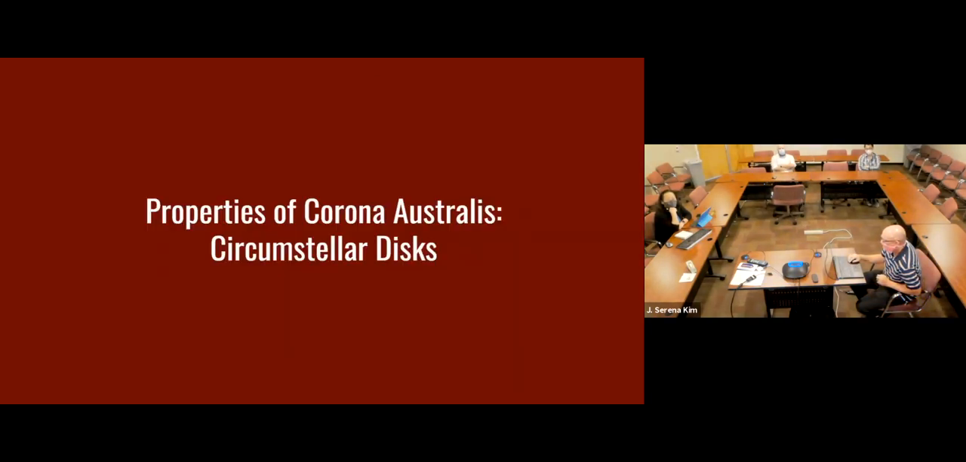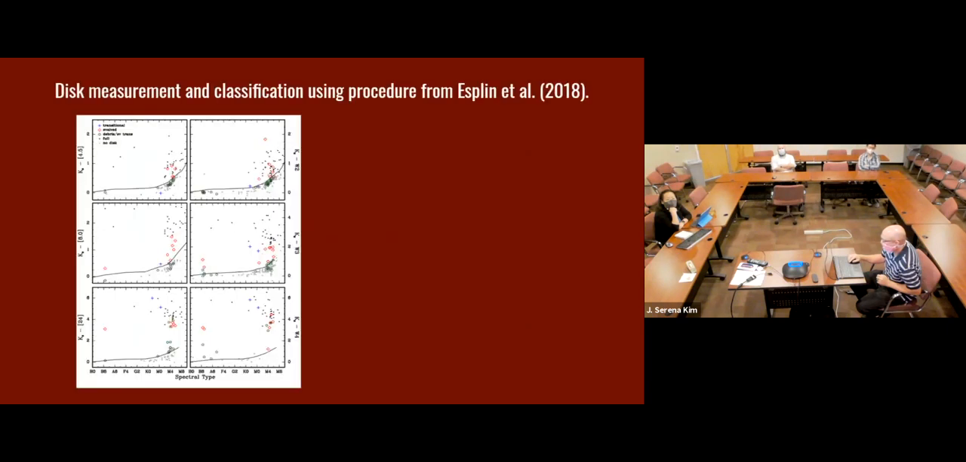Other things we did for the circumstellar disks. This is a procedure that I had established quite a number of years ago for how to study and classify the circumstellar disks using just the infrared photometry from WISE and Spitzer. Basically, you have the spectral types along the bottom, and then this is K minus those IRAC and WISE colors. So a color relative to that.